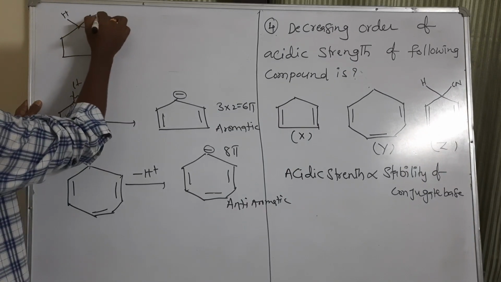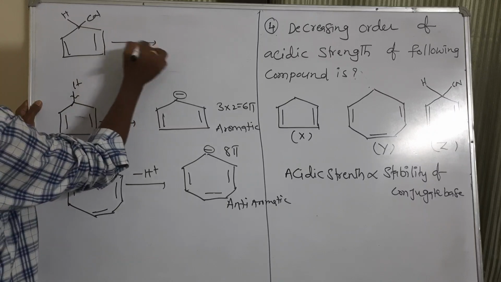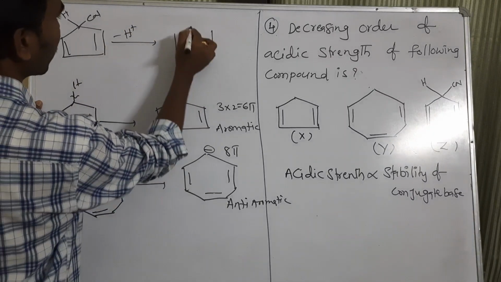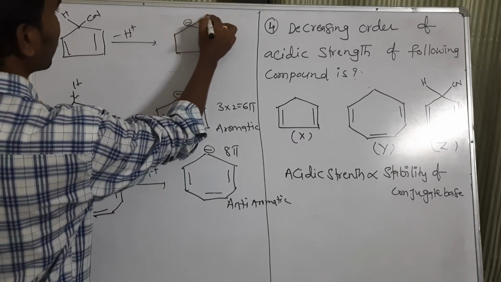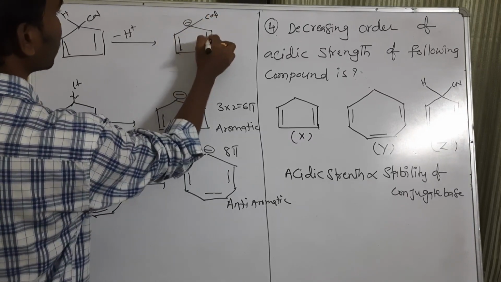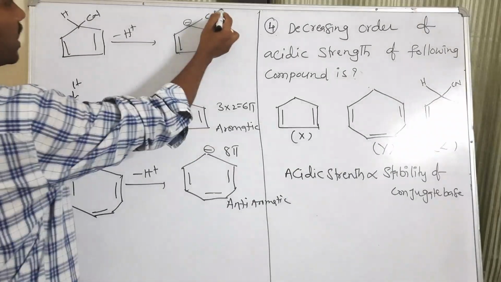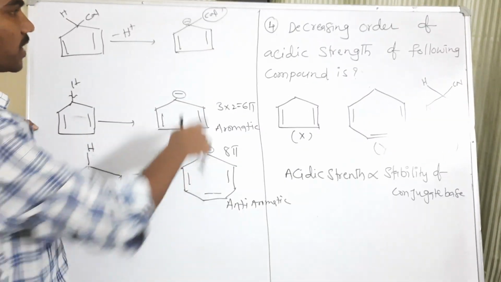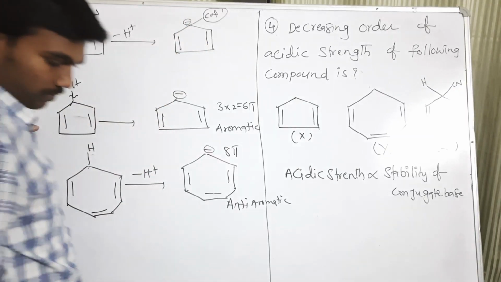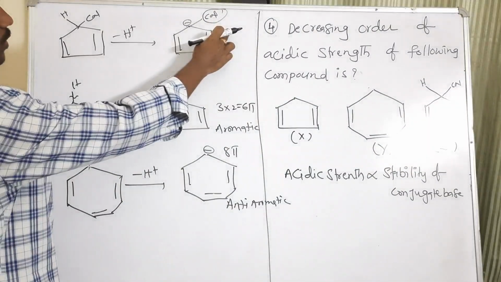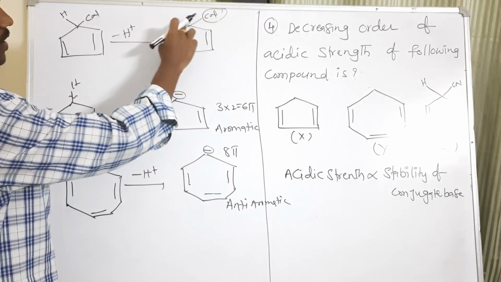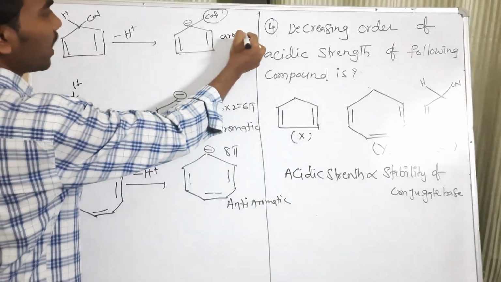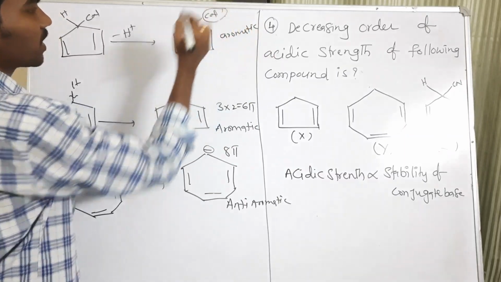Hydrogen cyanide and this one. Here it will release H plus ion and it is going to form cyclopentadienyl anion. Here cyanide is there. We know that cyanide is an electron withdrawing group. Electron withdrawing group will enhance the stability of carbanion. So now it is aromatic as well as it gets stabilized by the electron withdrawing group.